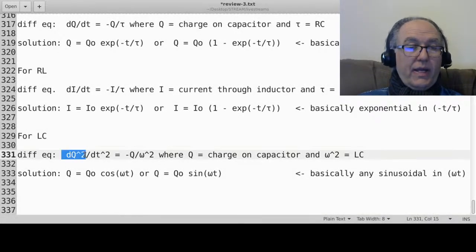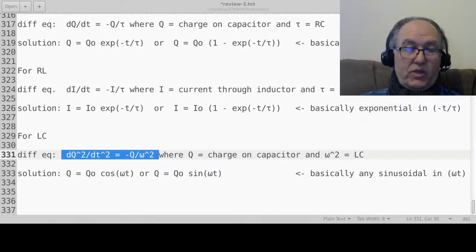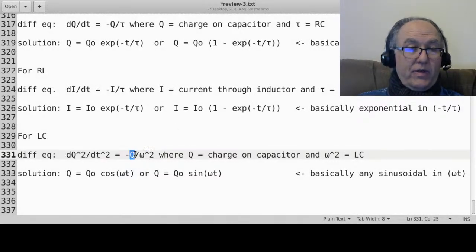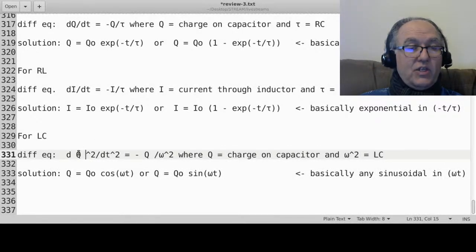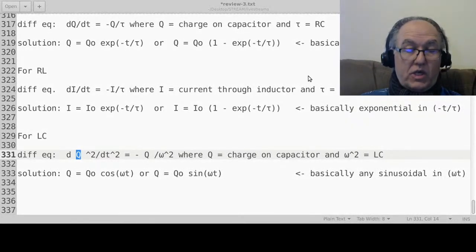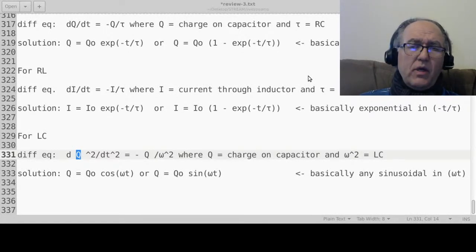In the LC circuit, it's actually a second order differential equation, which means that on the one side you have Q, there it is there. Let me isolate it a little bit better. So on the right hand side you just have the function Q. On the left hand side you have the function Q, but differentiated twice. See that right there? So it's Q, but you're going to differentiate it twice with respect to time. So the question now is, what function can you differentiate twice and get the same function back again? And this time it's not an exponential. It's basically either a sine or a cosine.